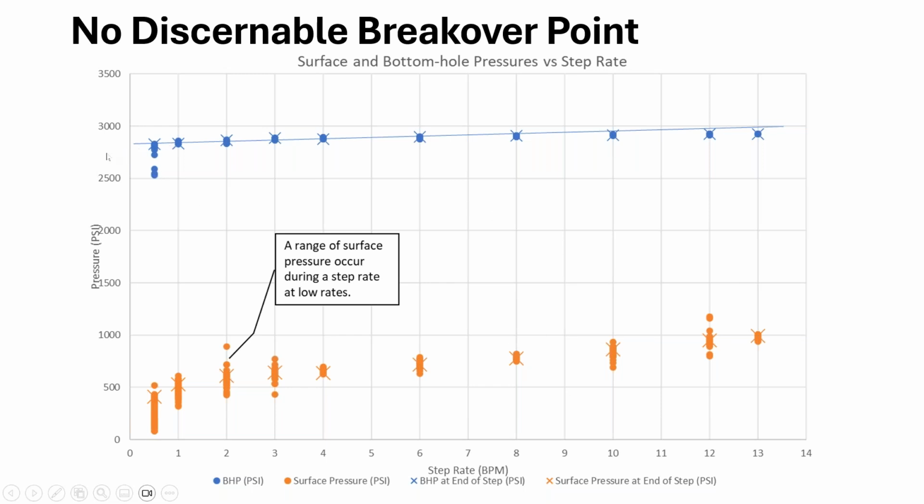In this case, no discernible breakover was reached between half a barrel per minute and 13 barrels per minute. And we may have concluded from this test that they should do a second step rate test at higher rates.